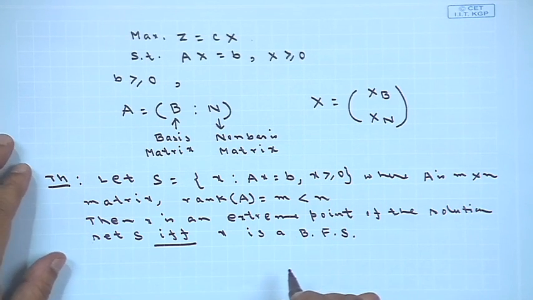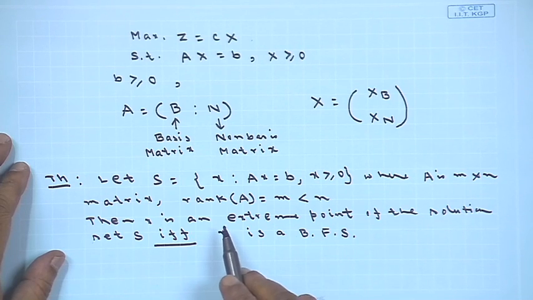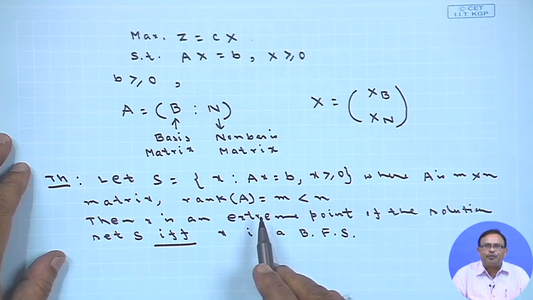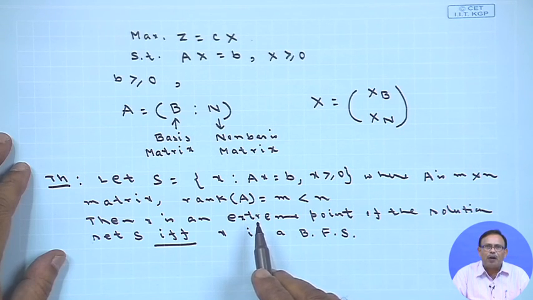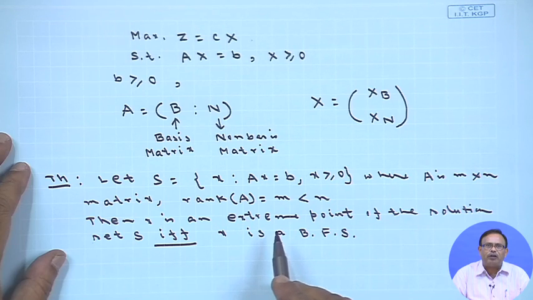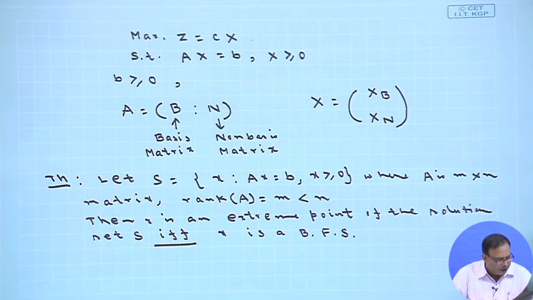So, effectively we are saying by this theorem that if S is a set such that Ax equals B, x greater than or equal to 0, where A is an m cross n matrix and rank of A equals m, which is less than n, then x is an extreme point of the solution set S if and only if x is a basic feasible solution. That is, if x is an extreme point, then it is a basic feasible solution. In the other direction, if x is a basic feasible solution, then x is an extreme point. Let us see this now.